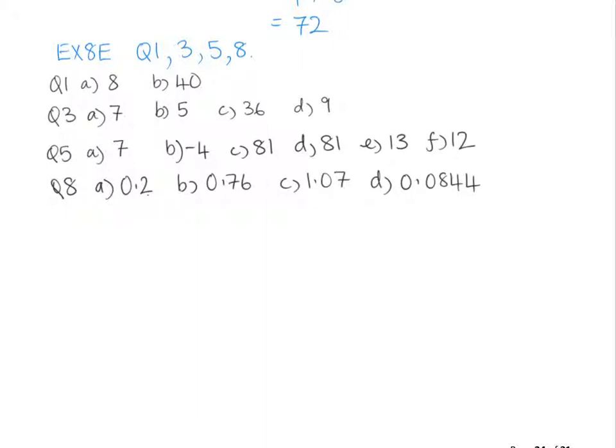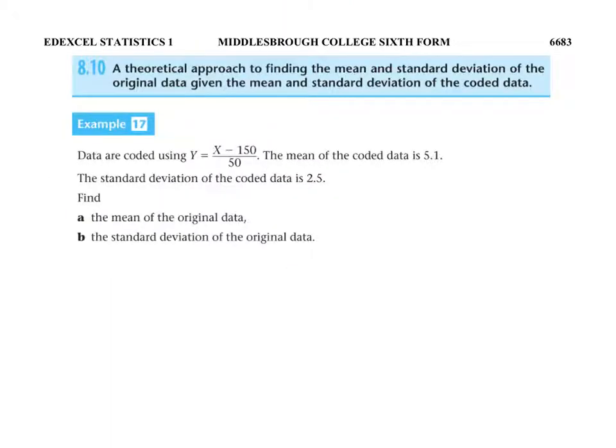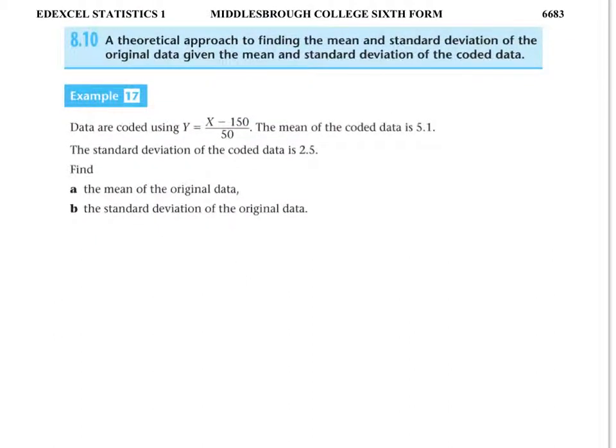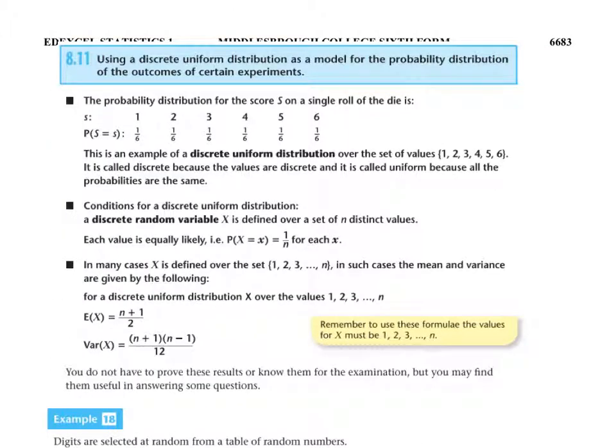Okay, right, we're now on to our last part, and we should be finished this chapter today. What I'd like us to do is move on to section 8.10, no, it's 8.11 rather, miss out that one. 8.11. Using a discrete uniform distribution as a model for the probability distribution of the outcomes of certain experiments.